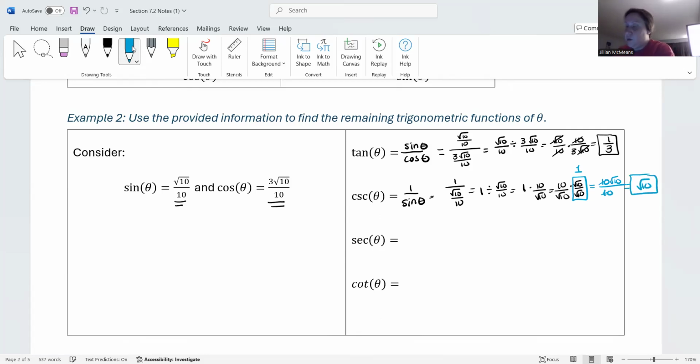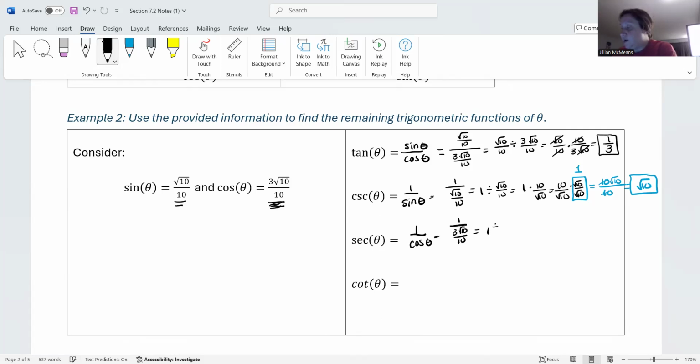Okay. Now, whoops, I need to go back to black ink. We're told that secant is the reciprocal of cosine. So that would just be 1 over cosine theta. So we know from over here that cosine theta is 3 root 10 over 10.